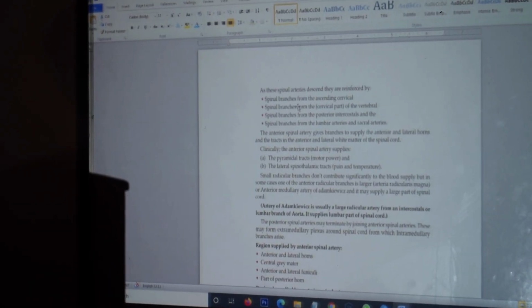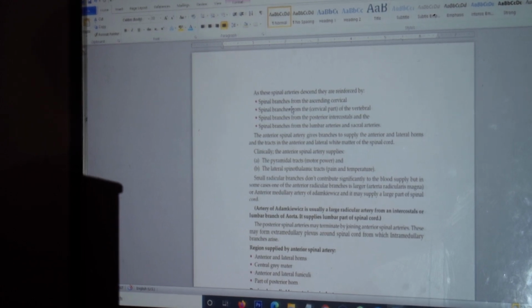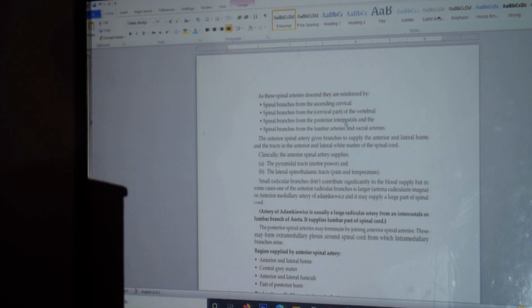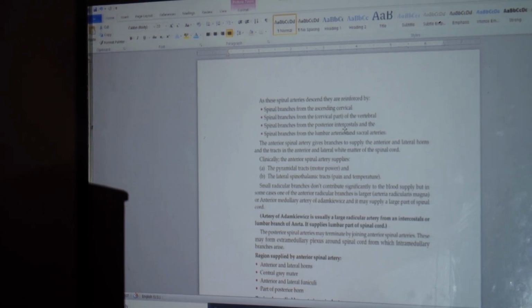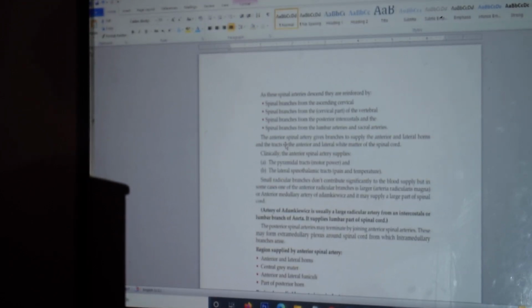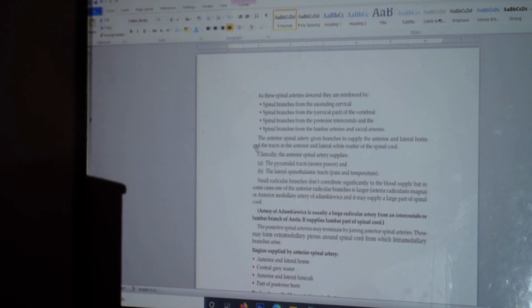Basically, the spinal cord does not receive its blood supply only from the anterior and the posterior spinal arteries, but it is also augmented by branches from the ascending cervical and the intercostal arteries, especially the posterior intercostal arteries, and in the lumbar and the sacral areas from the lumbar vessels and the sacral arteries, respectively.